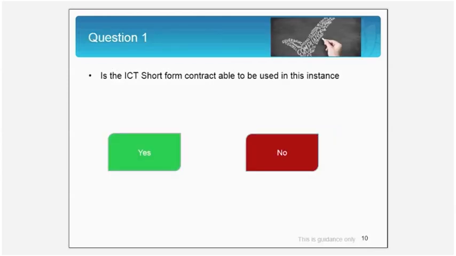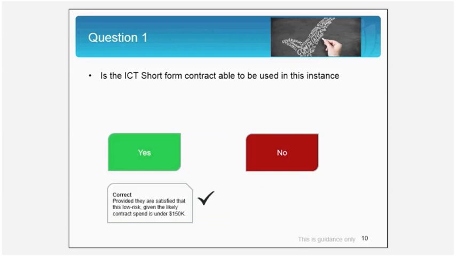At the onset, the first basic question which needs to be answered is, do we use the ICT short form contract in this scenario? The answer is yes, provided the team are satisfied that it's a low-risk job and the contract spend is under $150,000.